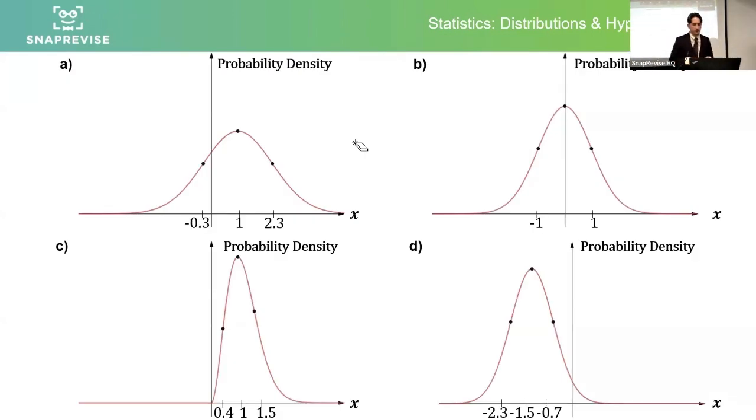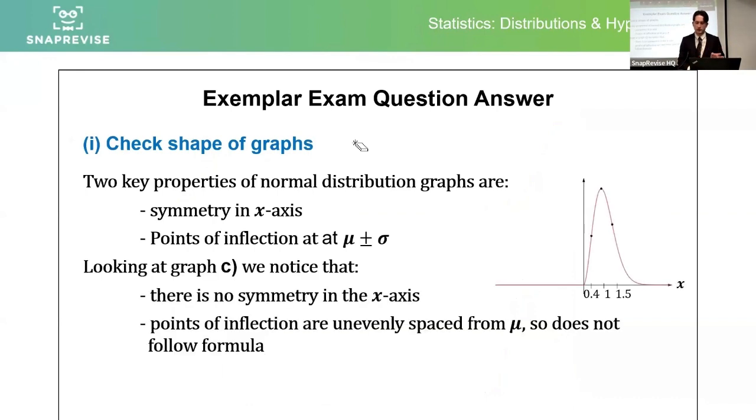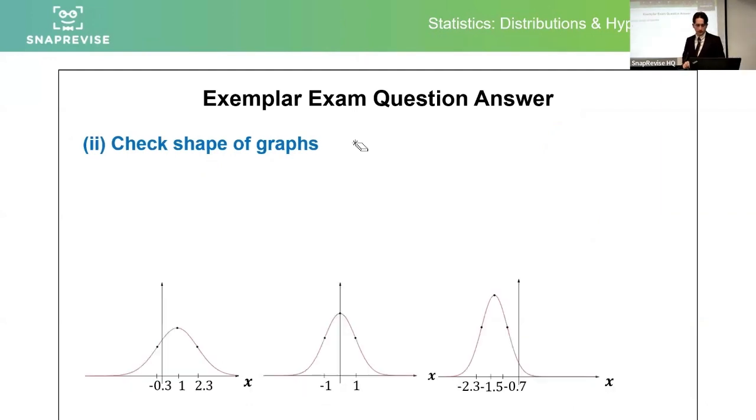So to start with, if we look at each of these, I'm hoping that one of them really stands out to everyone as clearly not perfectly symmetrical. So the one that's not a normal distribution, hopefully we're going to identify is the one at C. So straight away, it's not symmetric. You can also see from the points of inflection, they're not equally far apart. So that one straight away is not a normal distribution. So now we've got the other graphs.